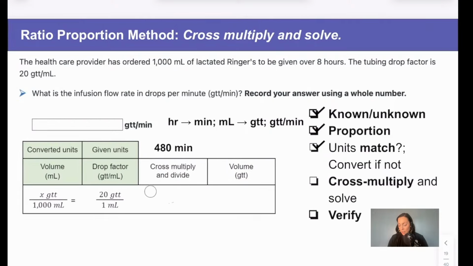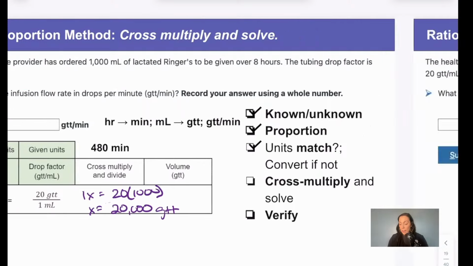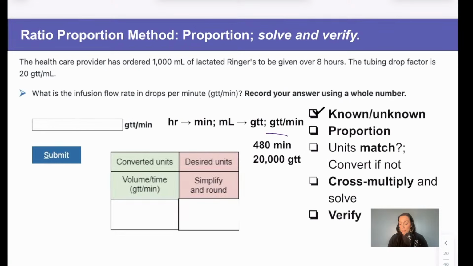So you're going to get our 1x equals 20 times 1,000. So we get our x equals 20,000. And that's drops. Okay, so now we have our 480 minutes and we know that there's 20,000 drops. So what's our next step? We have to put it together, right? So we need to figure out our drops per minute. So we're going to put our 20,000 drops over 480 minutes.